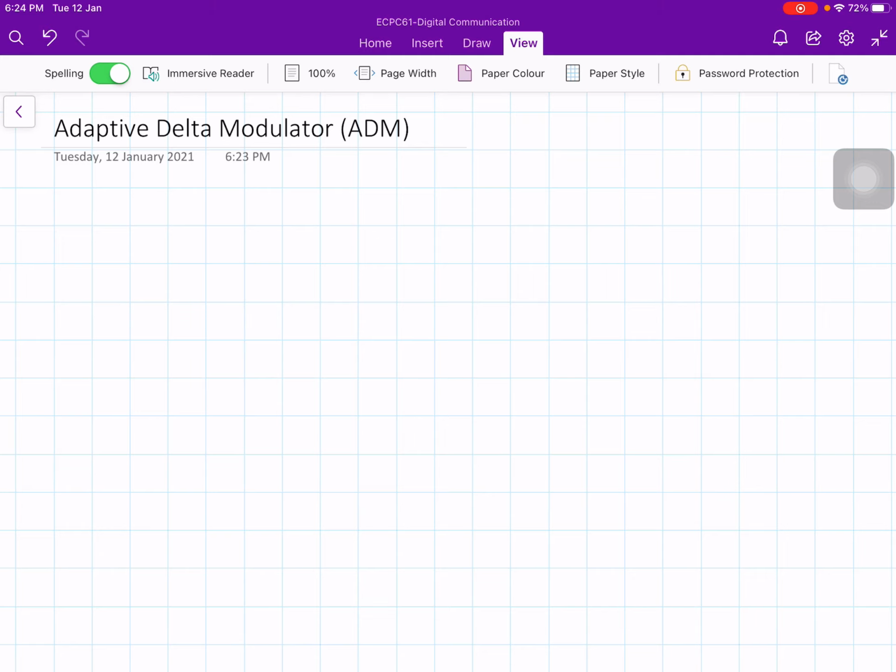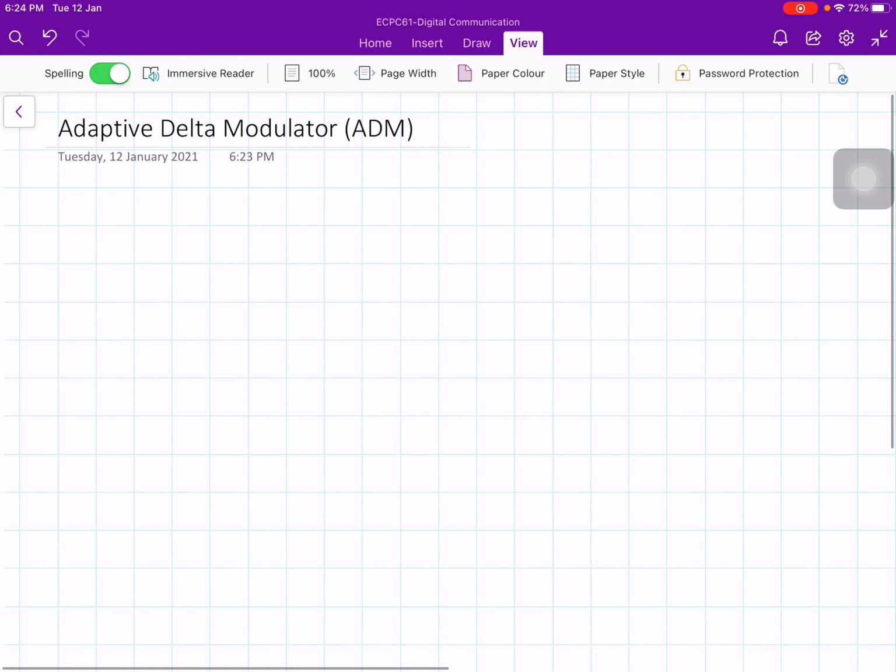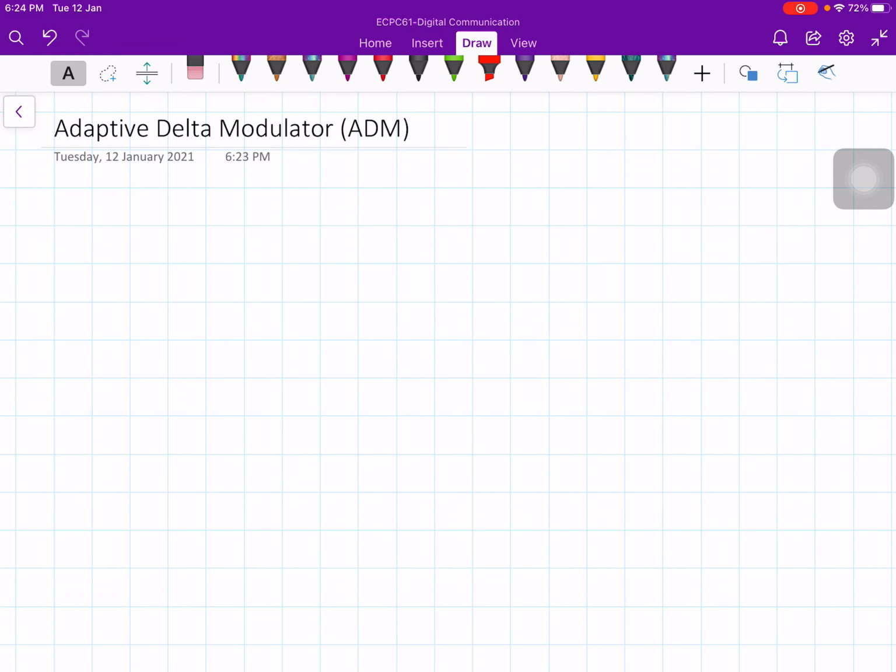In this lecture, let us talk about the adaptive delta modulator. In short, we call it ADM. As I said, in delta modulator there are certain issues, like the slope overload problem and the granular noise problem. Those two are eliminated with the help of the adaptive delta modulator.